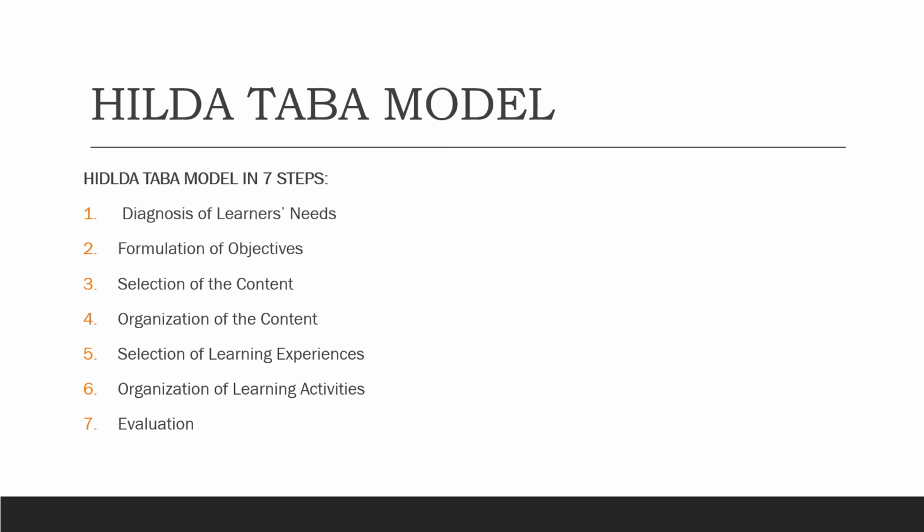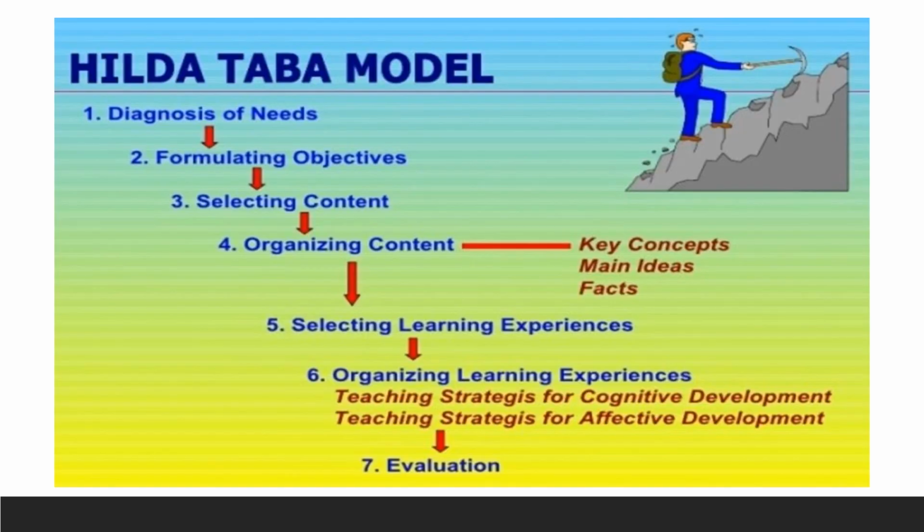Taba's grassroots model has 7 steps. First one is the diagnosis of learners' needs. Second is the formulation of objectives. Third is the selection of the content. Fourth is organization of the content. Fifth is selection of learning experiences. Sixth is organization of learning activities, and lastly is the evaluation. So this is the visual representation of Hilda Taba model.